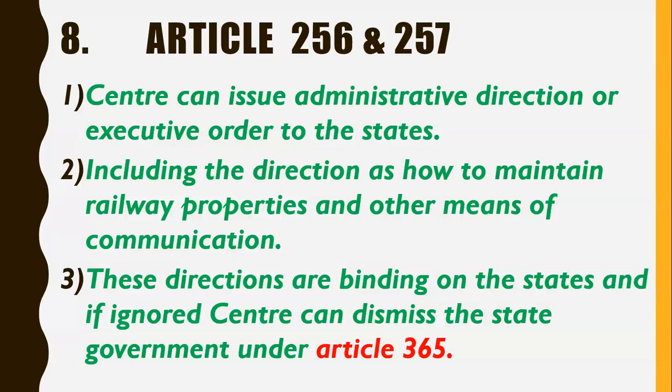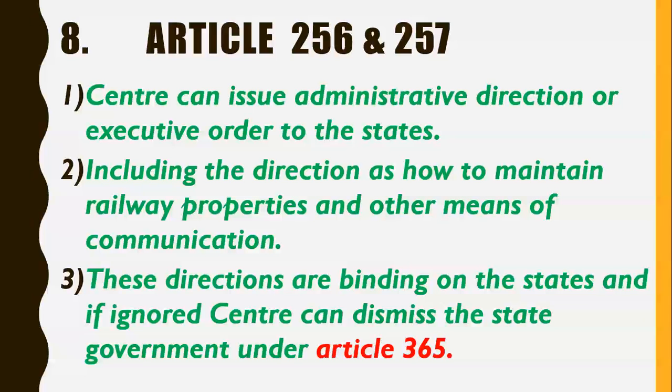Now what will central government do? Central government will simply give order to the state government that you go and get the railway line repaired as soon as possible. Now friends, these directions or orders are binding on the states, and if ignored, center can dismiss the state government under Article 365.